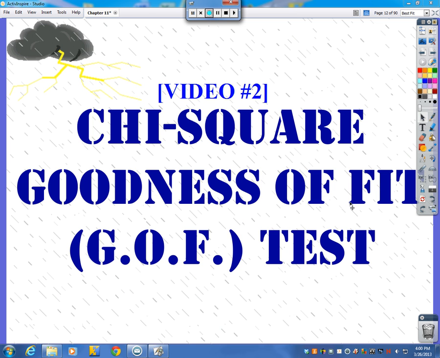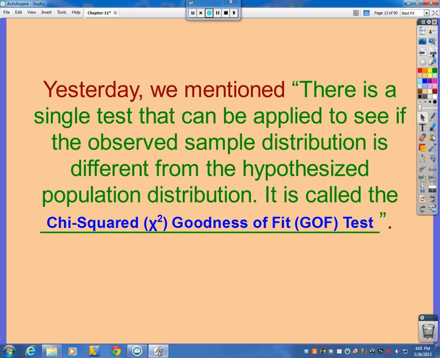Next up, video 2, we're going to talk about that special chi-squared goodness of fit test. In total, this chapter will have 3 different chi-squared tests, and this is part 1. In yesterday's video, we mentioned there is a single test that can be applied to see if the observed sample distribution is different from the hypothesized population distribution, when we were talking about the M&Ms.